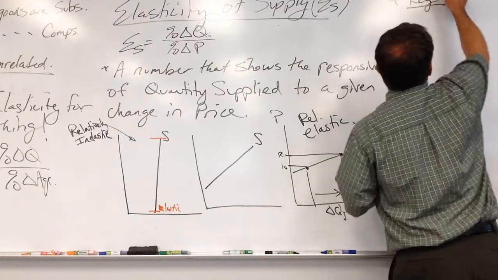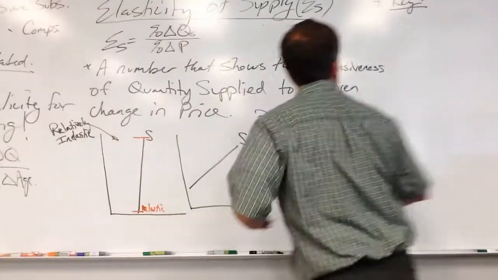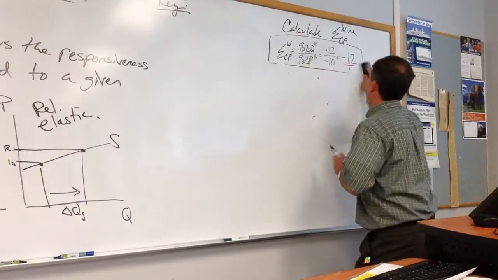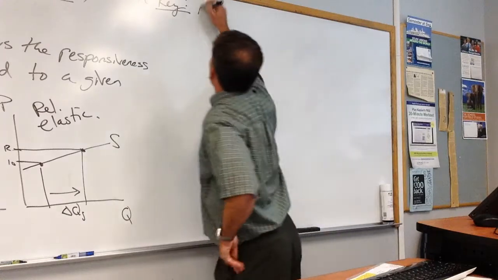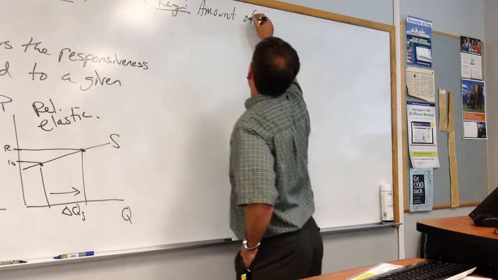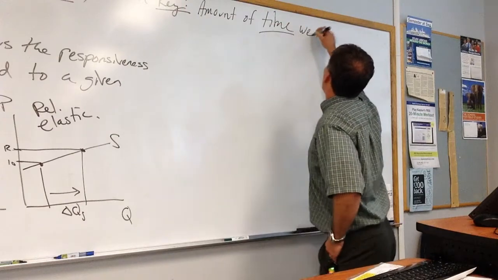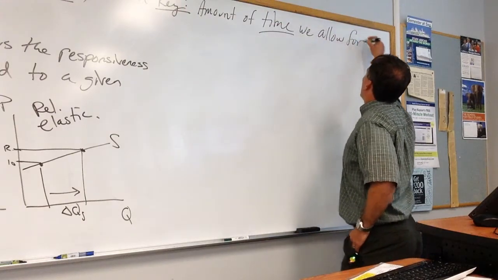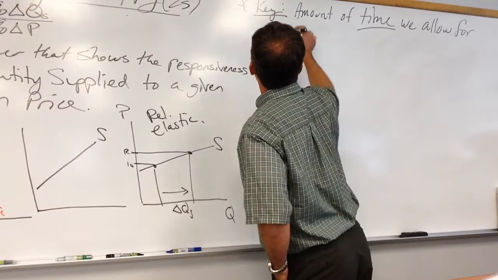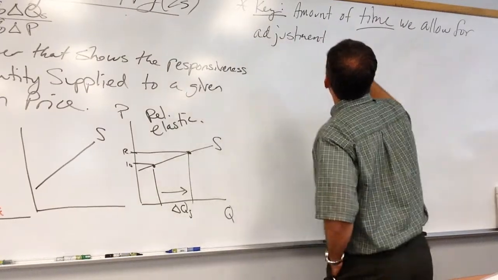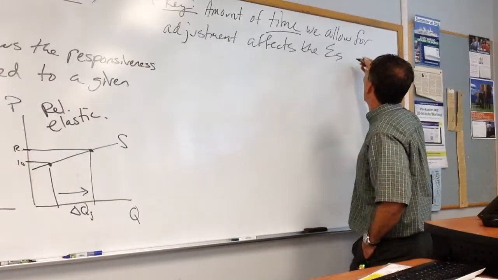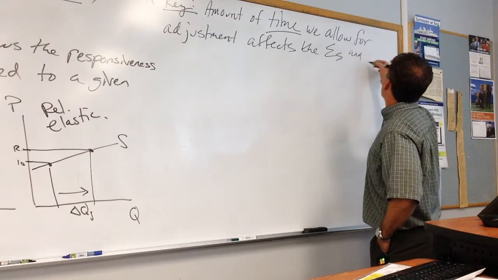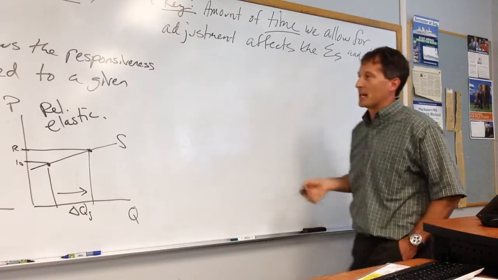Kind of a key point is that the amount of time we allow for adjustment affects the elasticity of supply and demand. So it works for both sides, but I wanted to start with the supply curve.